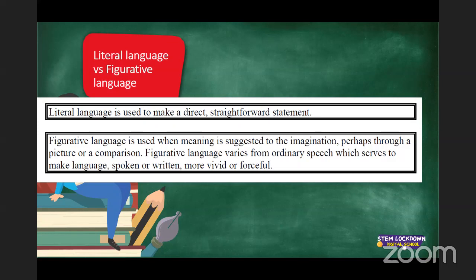So it varies from ordinary speech, which serves to make language, spoken or written, more vivid or forceful. So it's meant to create that special effect in your speech or in your written piece. You will be required, if you want to score more marks on creativity, to use figures of speech in your writing as well.